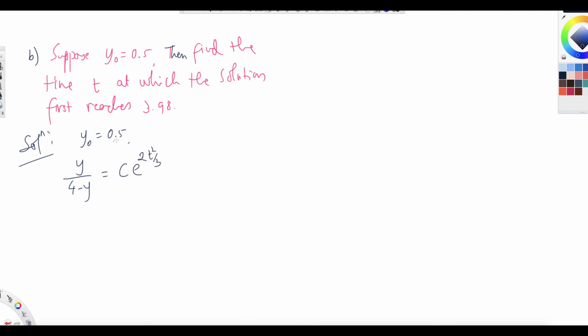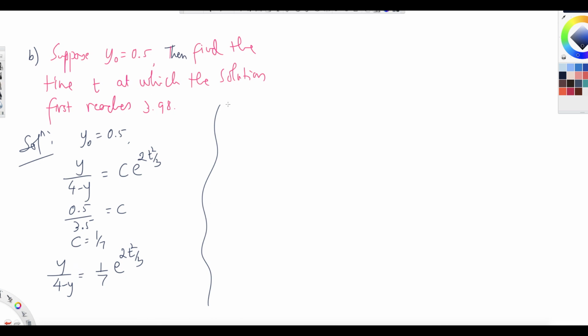So if you set y sub 0 equals 0.5, you get 0.5 over 3.5 equals c, right? So 0.5 over 3.5 is 1/7, so c equals 1/7. So the solution at that time is y over 4 minus y equals 1/7 e to the twice t squared over 3. So the question says find the time t at which the solution first reaches 3.98.